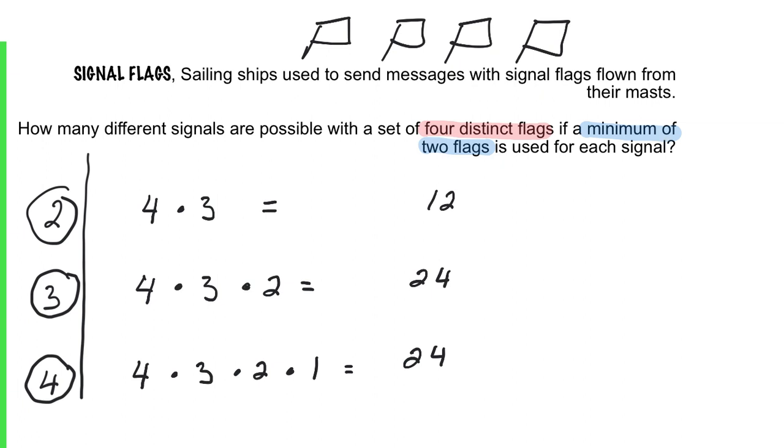Now when you're dealing with cases, it is additive. So you're adding these all up, and now you have 60 different ways in which to make a signal with at least 2 flags.